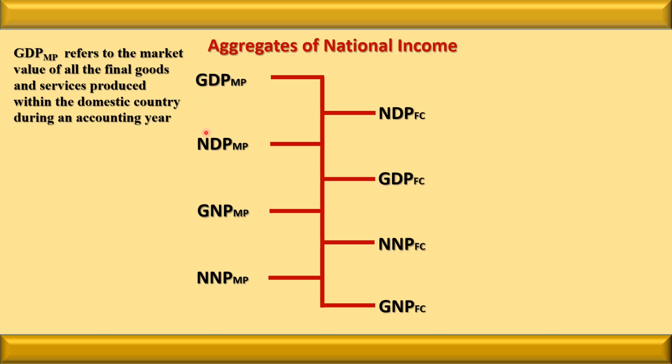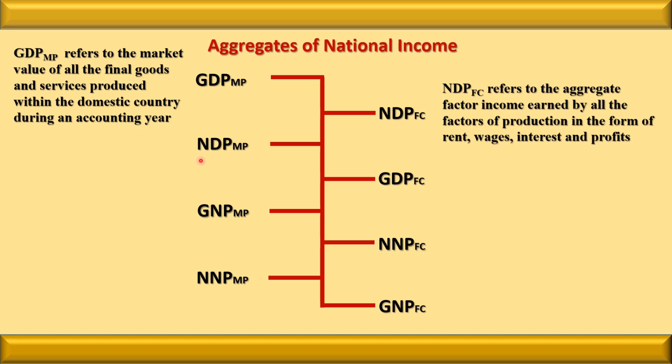Remember one thing, if we have to find out N from G, what we have to do? Minus depreciation. So what will be the definition for this one? To define NDP MP, we will say it is the market value of all final goods and services within the domestic territory of a country excluding depreciation. So to find out N, we have to deduct depreciation. So in this definition, we only have to add one word, that is excluding depreciation.